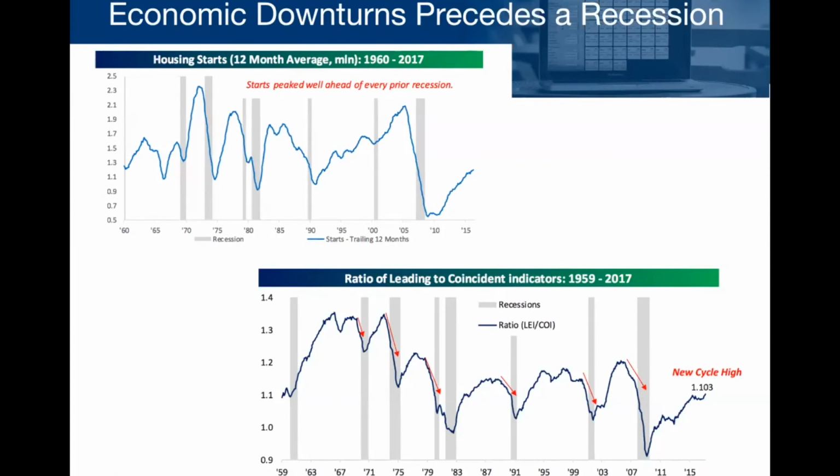Again, since 1960, every recession has been preceded by a turn down in that ratio. Look where it is now. It's at a new high for the cycle that began at the bottom of the economy in 2009. So neither of these two highly predictive and reliable indicators is predicting a recession.